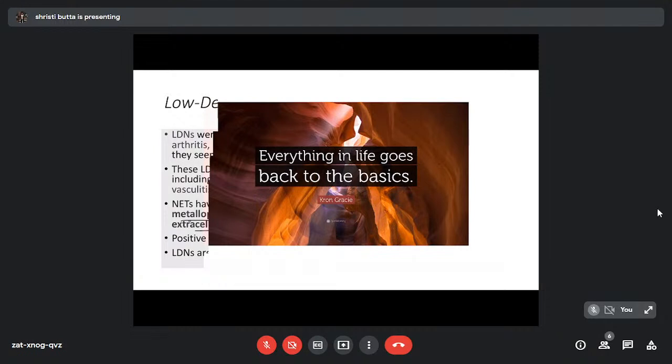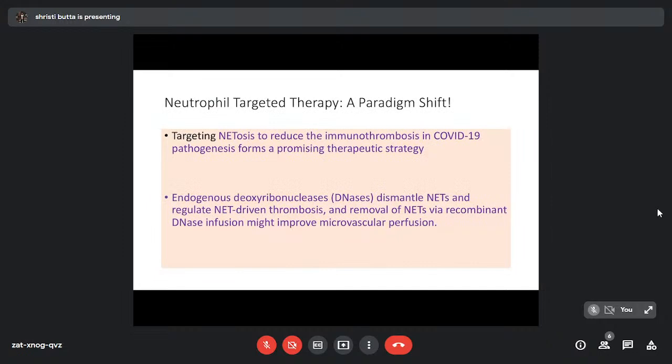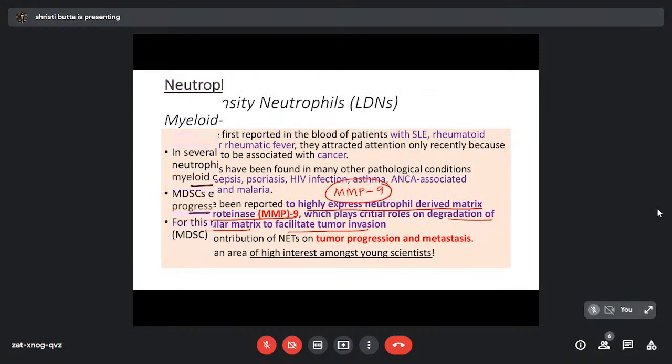Everything in life goes back to the basics, whether it is COVID-19, atherosclerosis, or for that matter, the low-density neutrophils implicated in tumor progression, metastasis, myeloid-derived suppressors. Everything is just coming down to the basics.